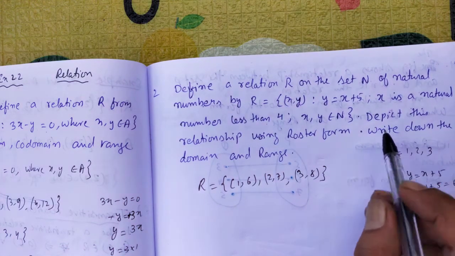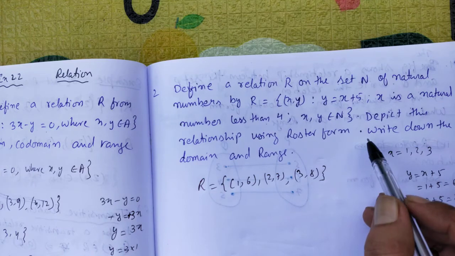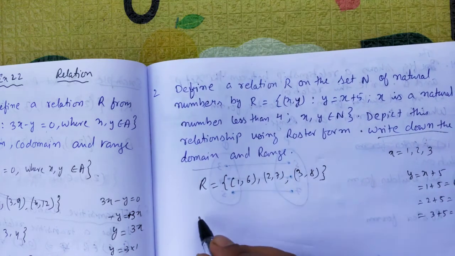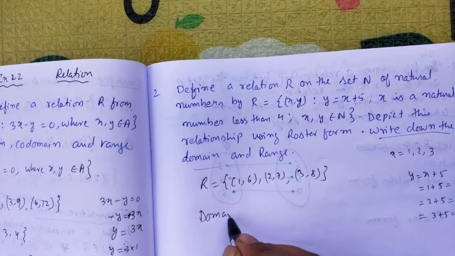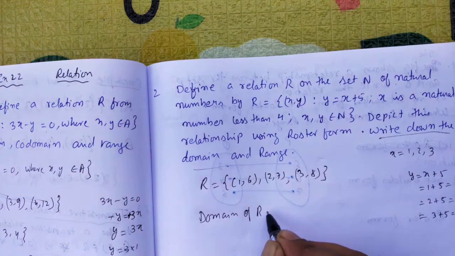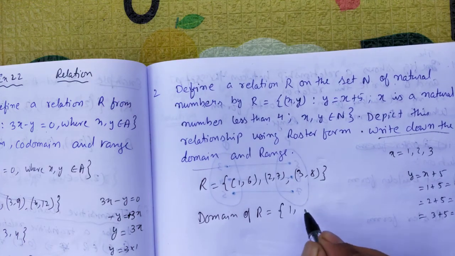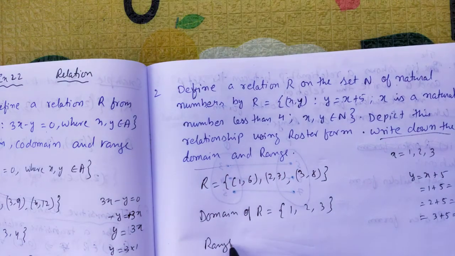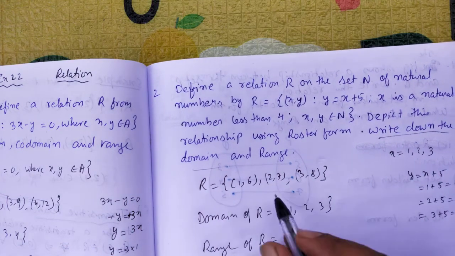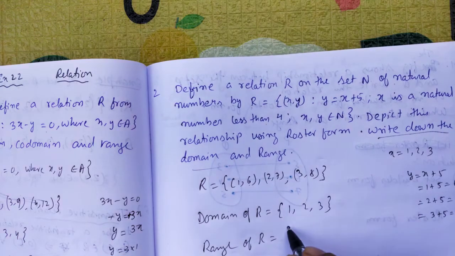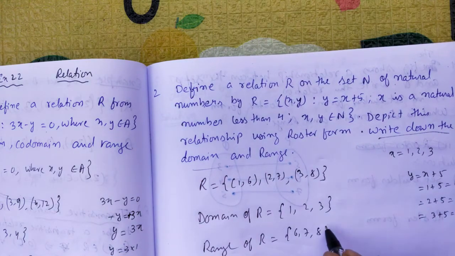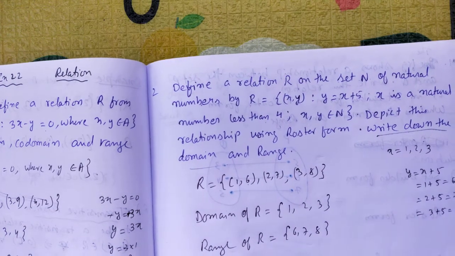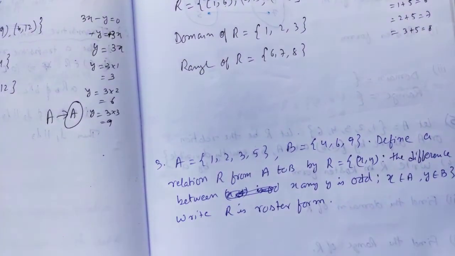The question is to write down the domain and range. So domain will be the first element, that is 1, 2 and 3. Range of R will be the second element 6, 7, 8. Let's go to third question.